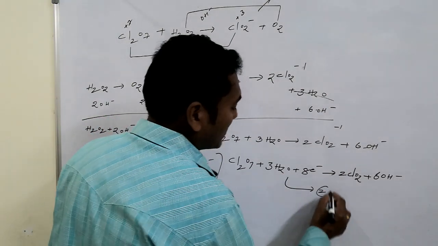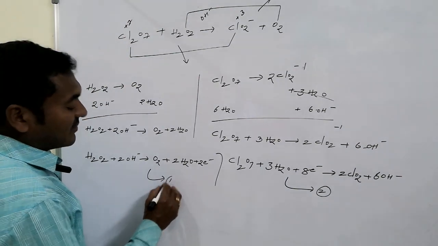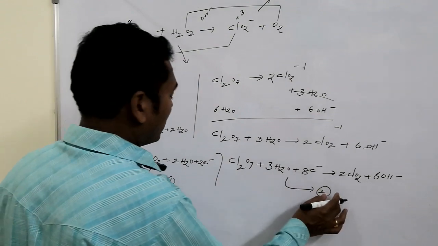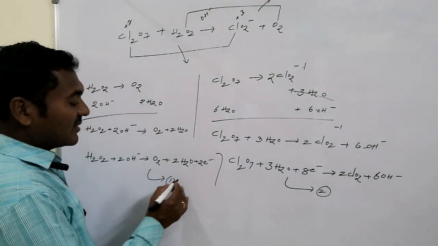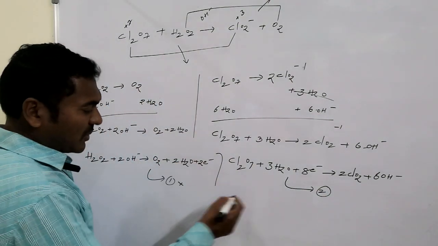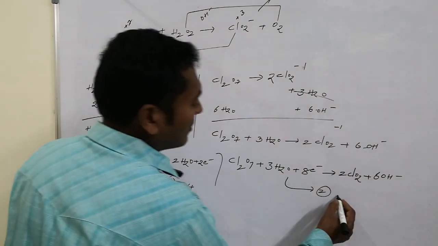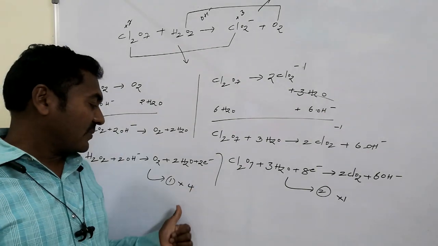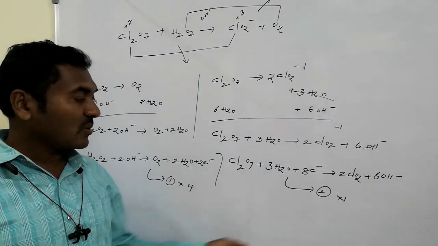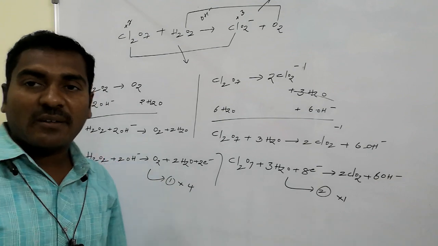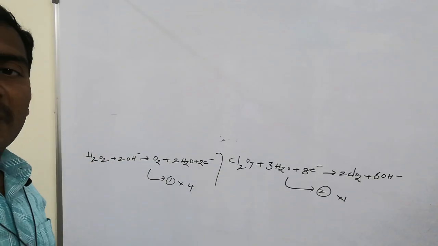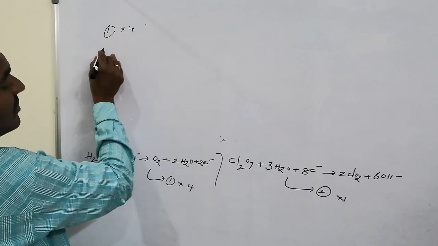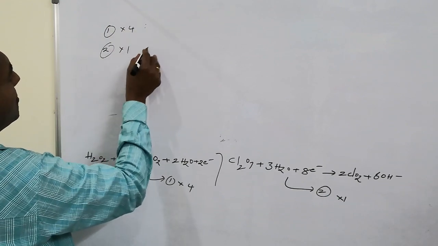We are calling it equation number 2, and the earlier one equation number 1. To get the balanced equation, this should be multiplied by 2 and this should be multiplied by 8. In order not to make much nuisance, we are multiplying 1 by 4 and 2 by 1. Adding these multiplied equations, equation 1 multiplied by 4 and equation 2 multiplied by 1, so 2 is as it is.